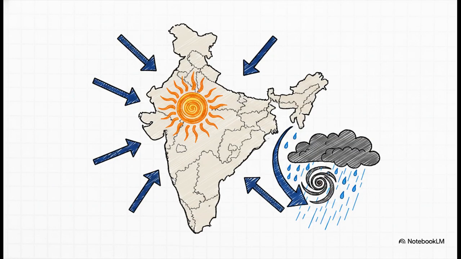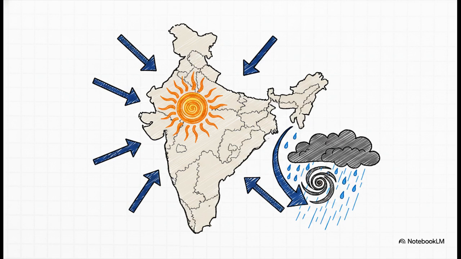But you know, what goes up must come down. As we move into autumn, the winds literally reverse direction. This is the retreating monsoon. The clouds withdraw from the northern plains, leaving behind clear skies, but really high temperatures and humidity. It's a deeply uncomfortable phenomenon known as October heat.